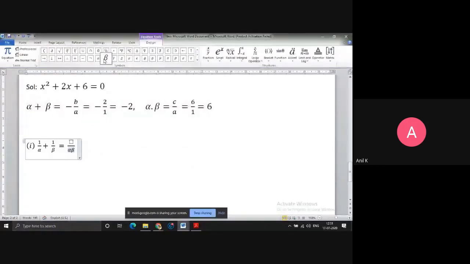So what you do here is, you take the LCM of these two fractions, 1 upon alpha and 1 upon beta. Can you tell me what will be the LCM? LCM is going to be alpha into beta, the product of two denominators. And what do you get here? This beta will multiply with 1, plus alpha is multiplied with 1. So this is going to be beta plus alpha.